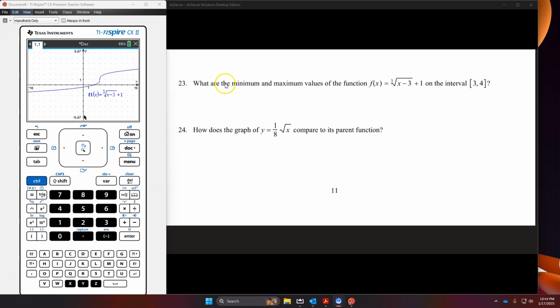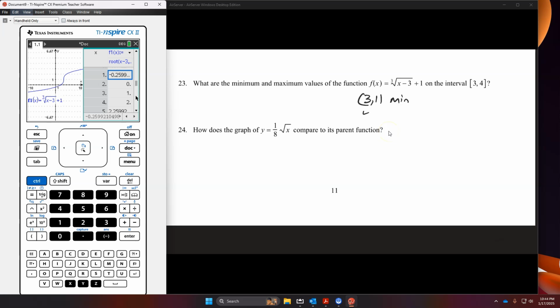What are the minimum and maximum values of this? So between the interval of 3 to 4, go menu, table, and we have when x is 3, the value is 1. When x is 4, the y value is 2. So (3, 1) is the minimum point, and (4, 2) is your max.